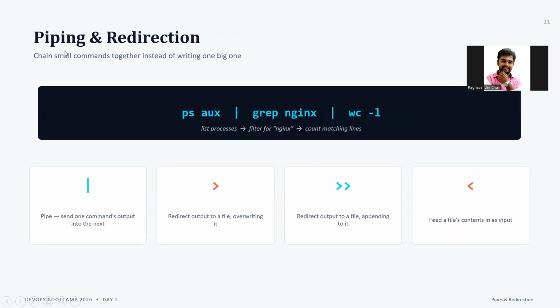Now, piping and redirecting. Chain small commands together instead of writing one big one. For example, ps aux | grep nginx | wc -l lists processes. Here ps aux lists all the processes, and we use grep to filter nginx, then count the matching lines. The pipe symbol sends one command's output into the next. The > arrow redirects output to a file, overwriting it; >> redirects output to a file, appending to it; and < feeds a file's contents in as input.